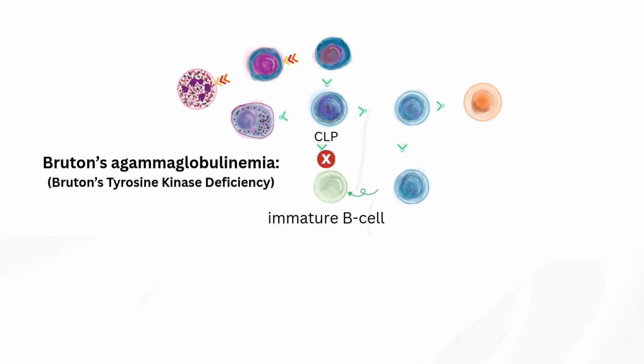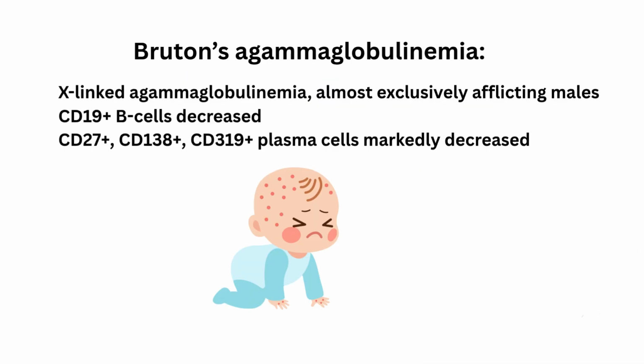Bruton's agammaglobulinemia, also called Bruton's tyrosine kinase deficiency. It's marked by all antibody isotypes being reduced because of a lack of common lymphoid progenitor cell differentiation to the immature B cell. So there's a severe lack of plasma B cells and antibodies. Bacterial infections begin soon in infancy after maternal antibodies clear. Almost exclusively, boys are affected since it is X linked.